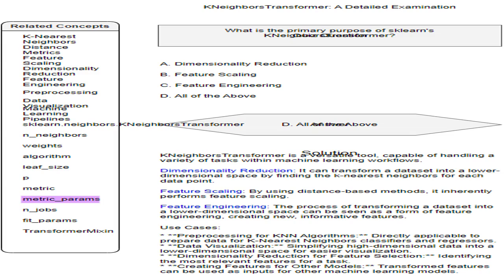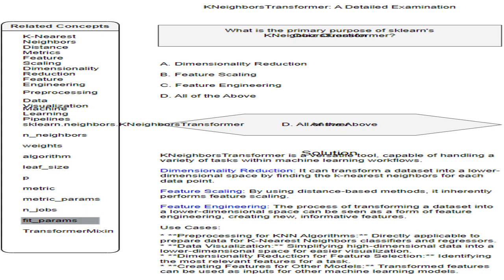X0a. Metric params. The n_jobs parameter specifies the number of jobs to run in parallel for the transformation. If set to -1, it uses all available processors. This can speed up the transformation process, especially for large datasets. X0a. N_jobs. The fit params parameter provides additional parameters to the fit method of the underlying neighbors estimator. This allows for customization during the transformation process.